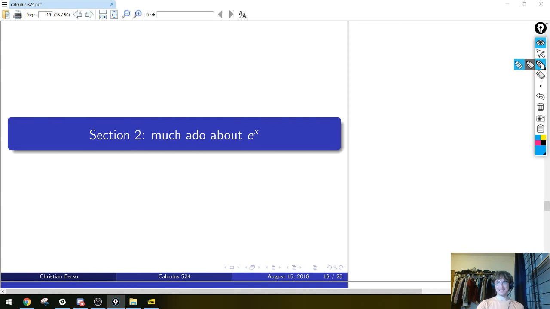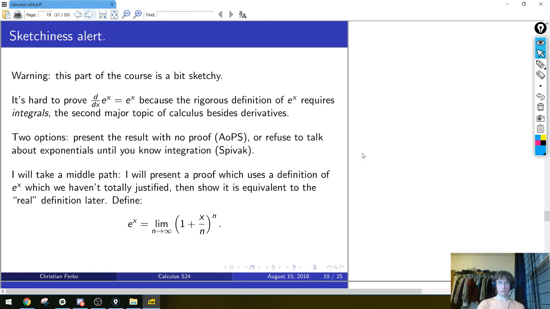Okay, next. e to the x. Probably the most important function in analysis. So, I'm going to have to come clean about how I can't actually prove this properly, so I will alert you to the sketchiness. But I would like to make you aware of why I'm being a bit sketchy.